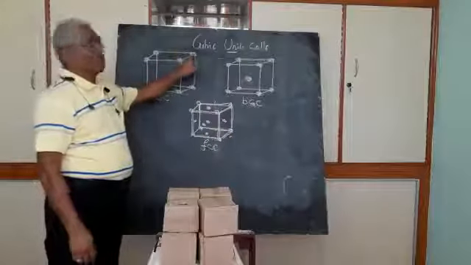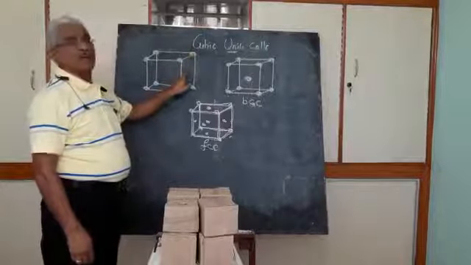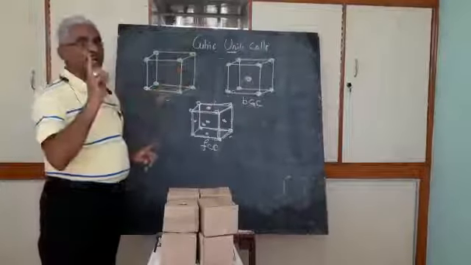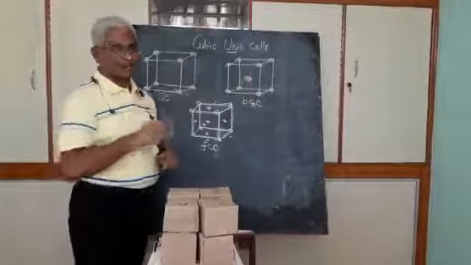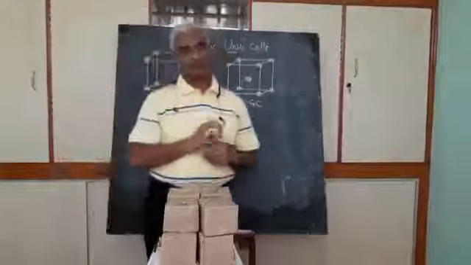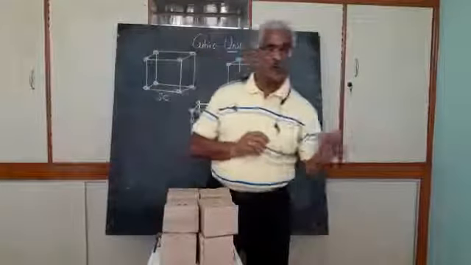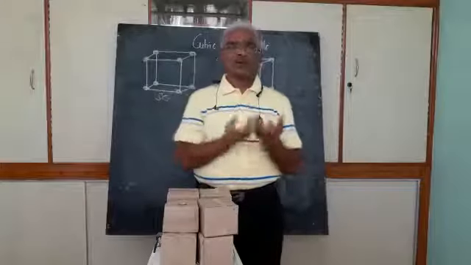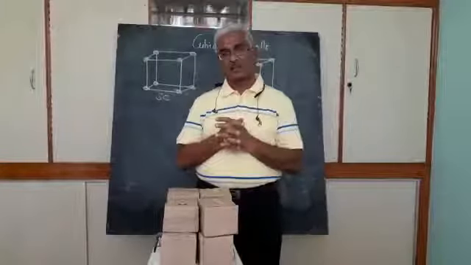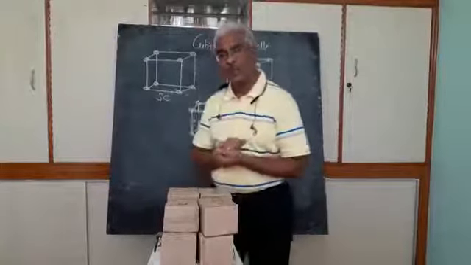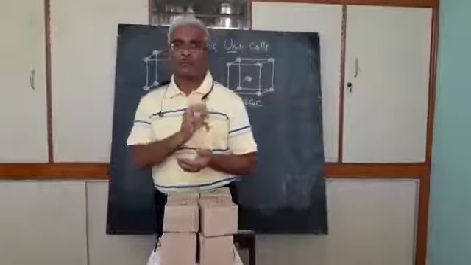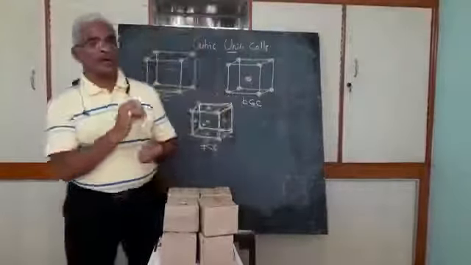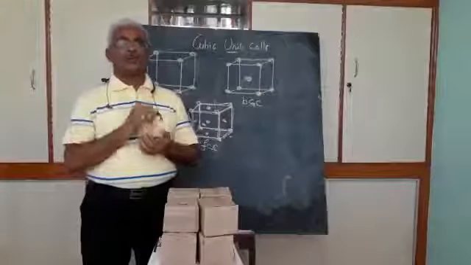So one atom is not available, it's available 1 by 8 part only, 1 by 8. So consider, I have an apple and 8 students are sitting. I want to give this apple to all the 8. How can I give? I cannot give one apple to one person. I want to give all the 8. So what should I do?